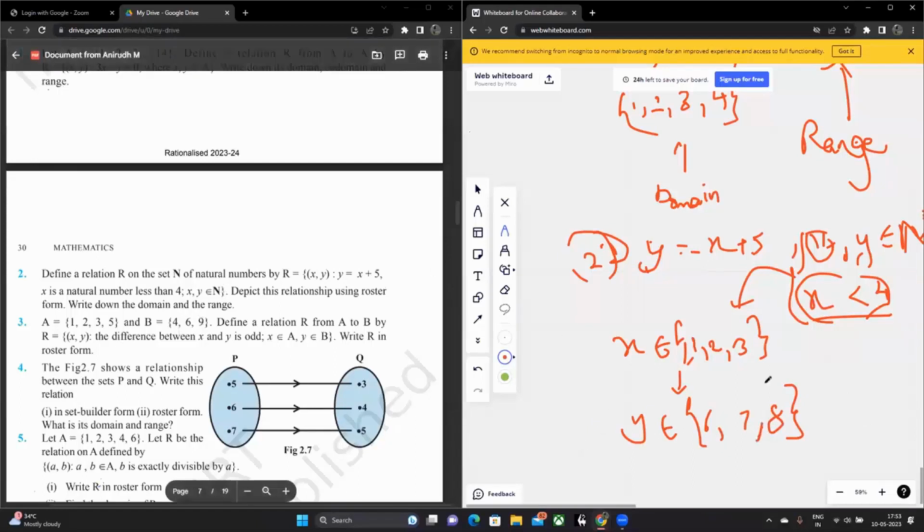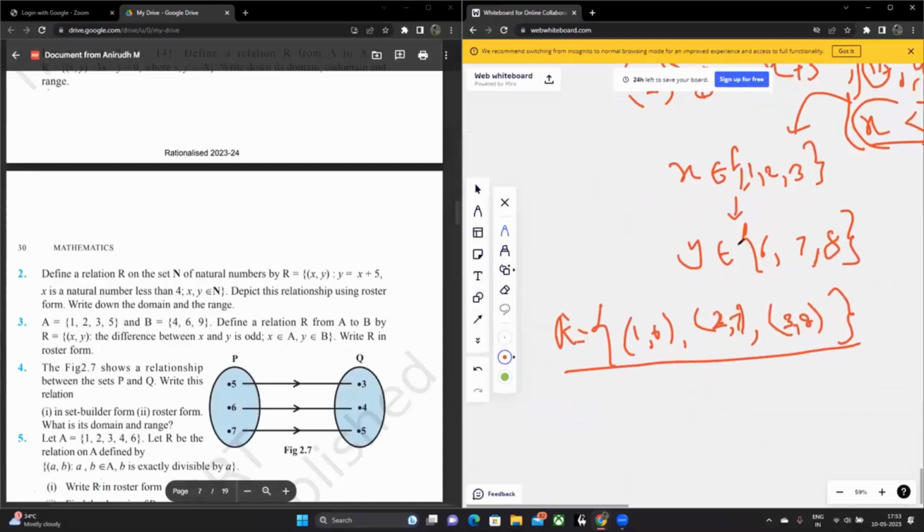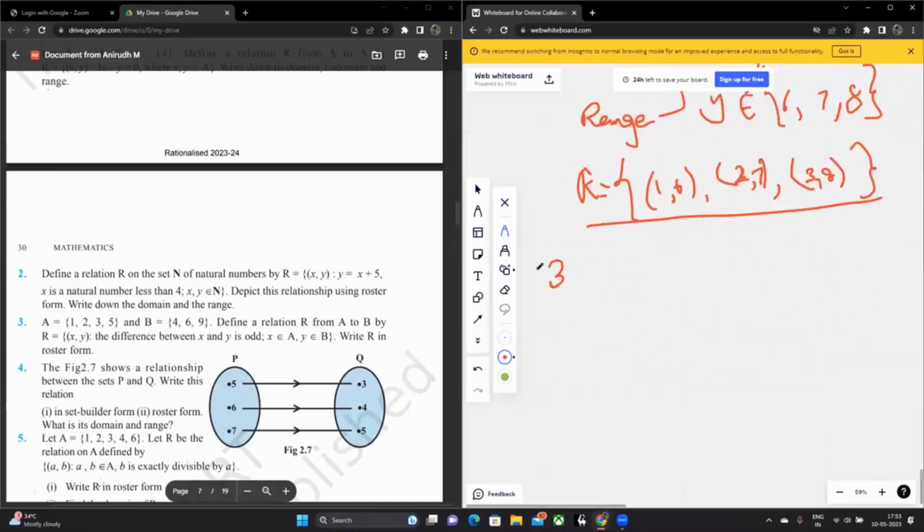So you depict this relationship using roster form. That is set R equals the set of (1, 6), (2, 7), and (3, 8). Right. So this deals with the roster form of relation R. You have this to be the domain, the set, and you have the range to be the set. Right? Domain is basically 1, 2, 3. Range is basically 6, 7, 8. Finished. Right? That deals with question number 2.